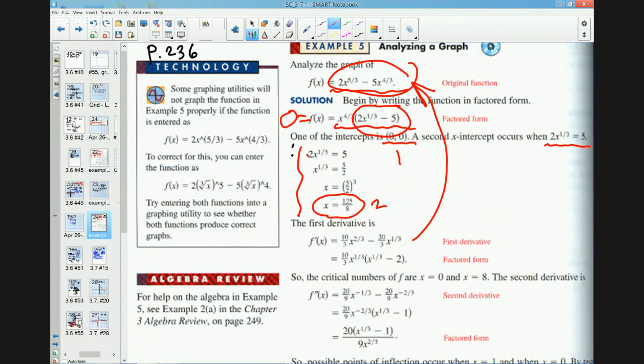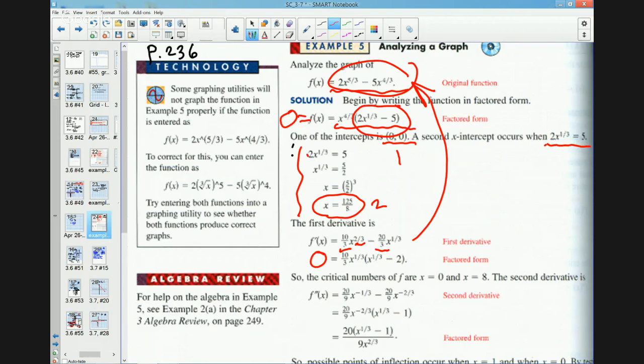5/3 times 2 is 10/3. And then reduce the power by 1. 5/3 minus 3/3 is, you can see why the exponent's now 2/3. And then on the second one, what's 4/3 times -5? -20/3. Reduce the power by 1. 4/3 minus 3/3. You're down to 1/3. Okay. So now, set that equal to 0, and then factor. They factored it for us.